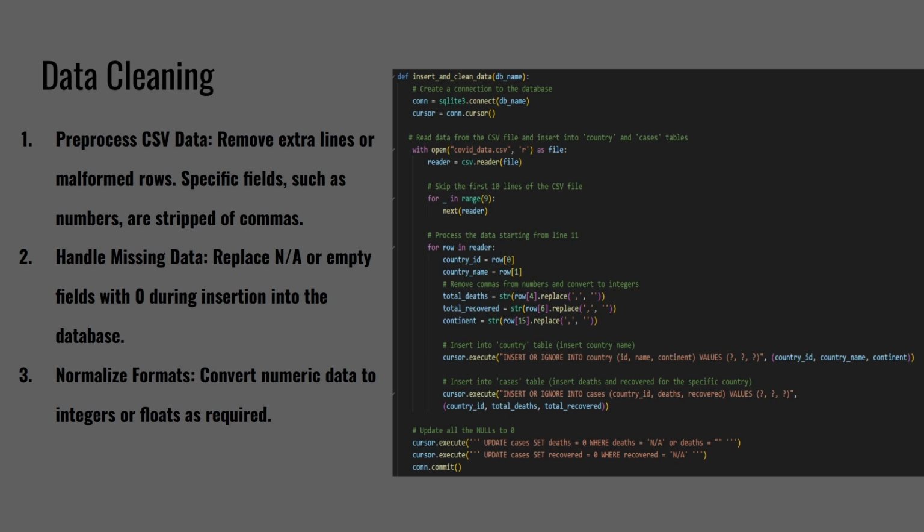Next was data cleaning. I started by pre-processing the CSV file, removing extra lines or malformed rows. Specific fields such as numbers were stripped of commas, and missing data fields such as N/A were replaced with zeros. I normalized formats to ensure numeric fields were consistently stored as integers or floats. The challenge here just involved irregular formatting and missing data. I resolved these by replacing invalid entries, skipping incomplete rows, and using default values for missing data.